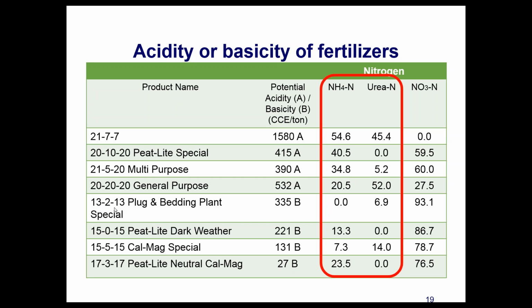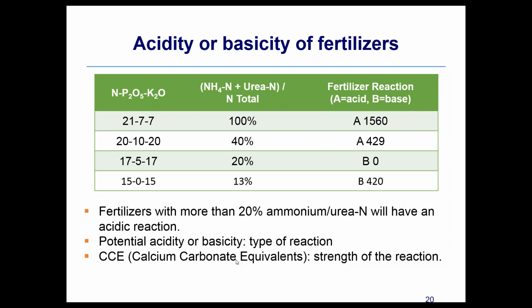For example, if we look at 13-2-13, you can see that 93% of that nitrogen is in the form of nitrate. So this tends to be a very good fertilizer to maintain the pH, especially if your alkalinity is really low. If your pH tends to go down, you want to use a fertilizer that's along these lines.